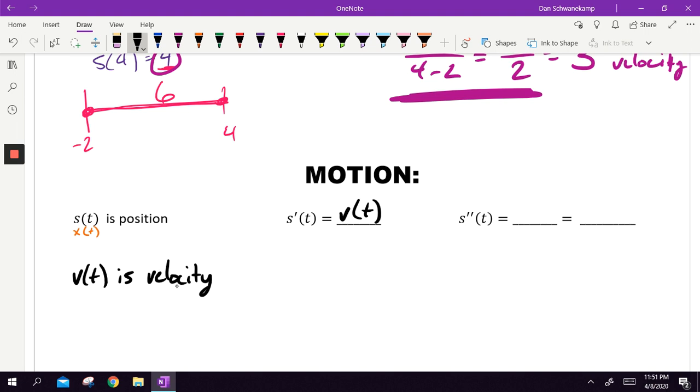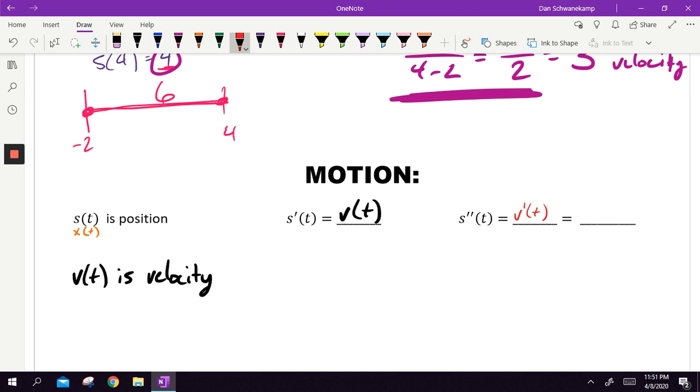Then we're going to do the second derivative of position. So think about what the second derivative of position is. That's like the derivative of velocity. So two derivatives of position, or just the first derivative of velocity. Think about what that means. That's the change in velocity.